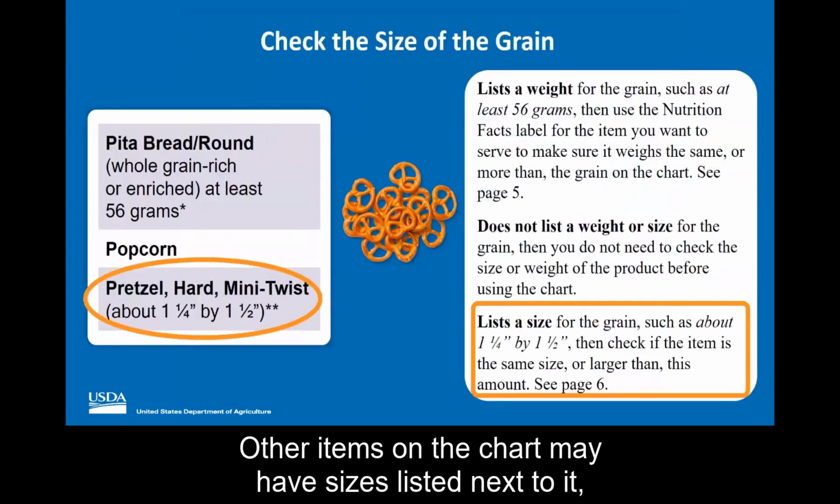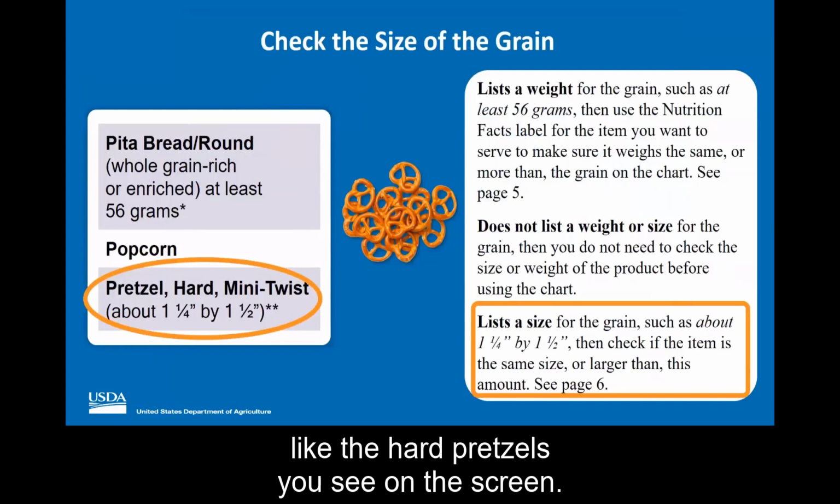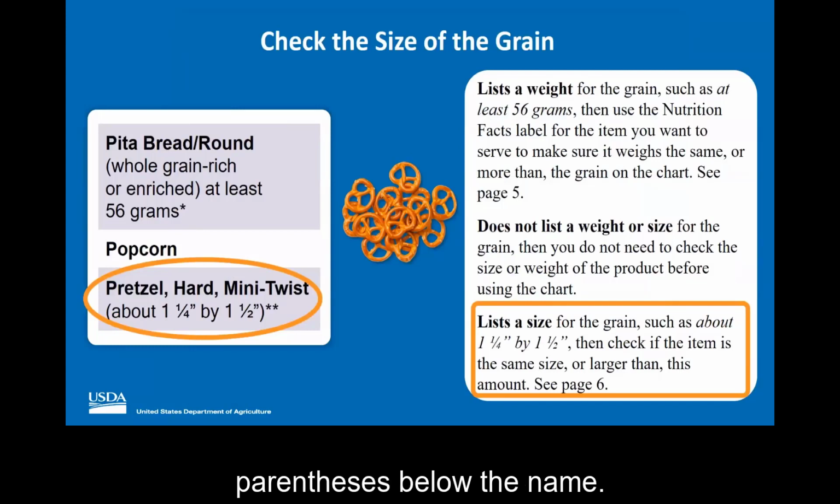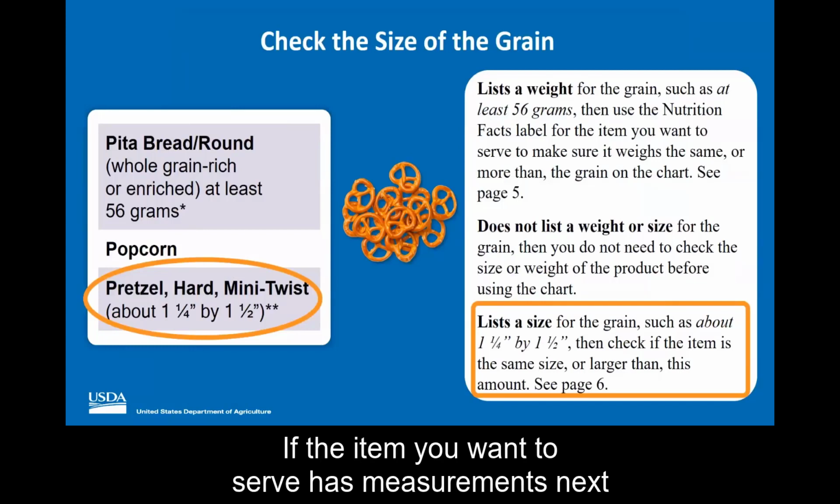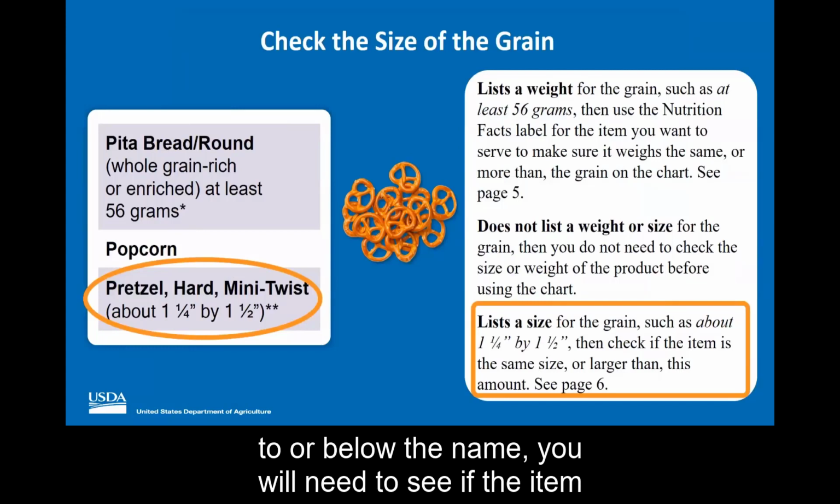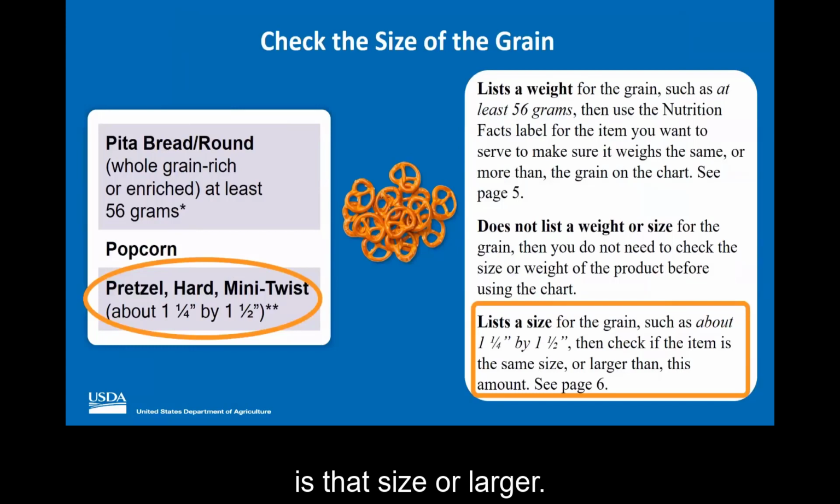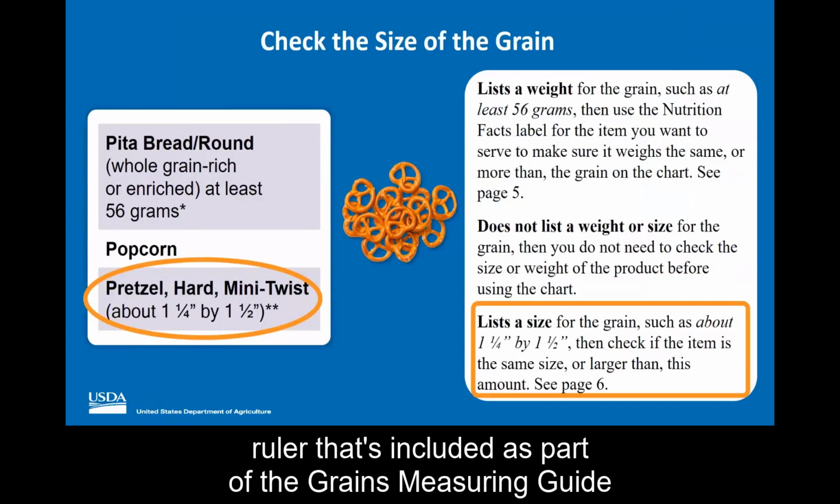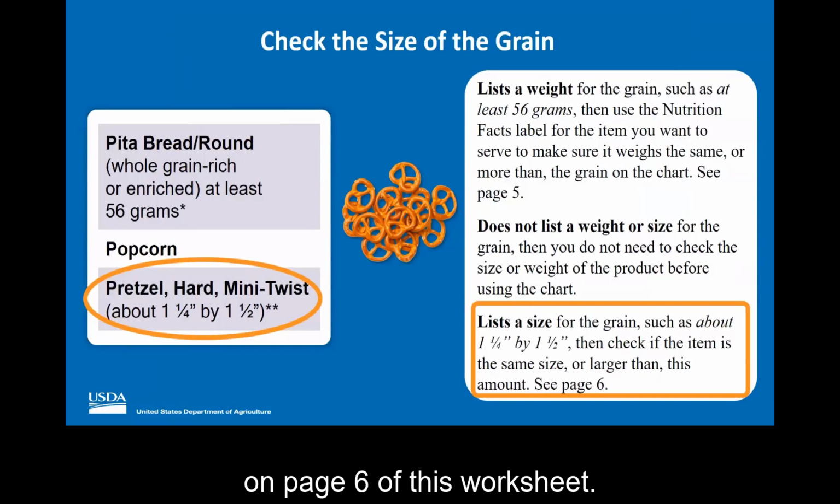So other items on the chart may have sizes listed next to them, like the hard pretzels you see on the screen. The measurements 1 1/4 inch by 1 1/2 inch are written in parentheses below the name. If the item you want to serve has measurements next to or below the name, you will need to see if the item is that size or larger. You could use a ruler to do this, or you could use the ruler that's included as part of the grains measuring guide on page 6 of this worksheet.